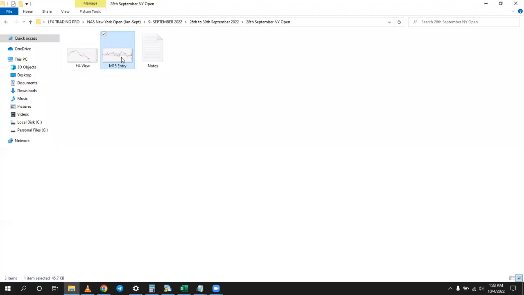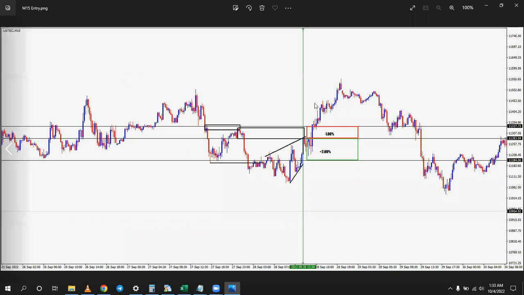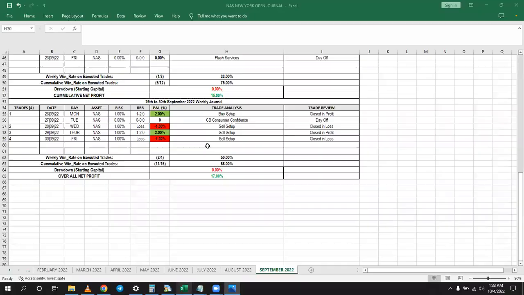Then under M15, we had a sell model, the breaker approaching price towards our decision point area. But as you can see, at the open, price just spiked up and stopped us out. So we closed in loss, but we still followed the model: downtrend, then you look out for a setup on a lower time frame. Yeah, so the sell setup closed in loss.